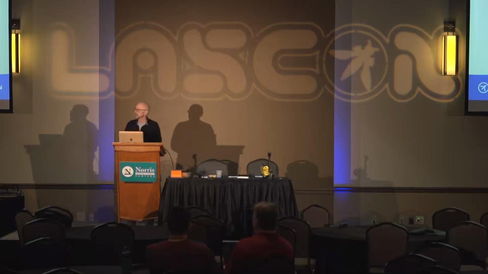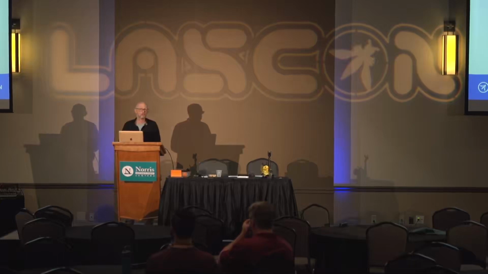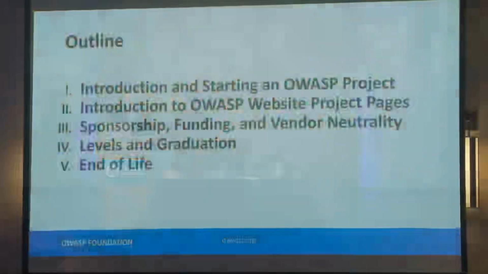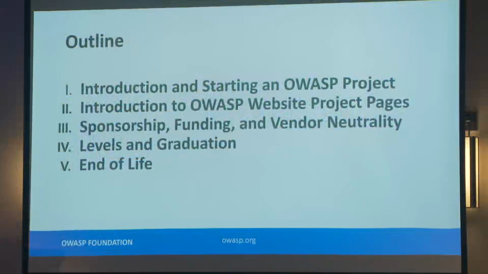All right, we're going to be talking about developing and managing an OWASP project. This is a very high level Projects 101 style of conversation. What we'll be going over here is the introduction and how to start an OWASP project, an introduction to the OWASP website pages, because we do things a little bit differently. We use GitHub Pages when we're doing our website. We will go over a little bit about sponsorship, funding, a very little bit about vendor neutrality.